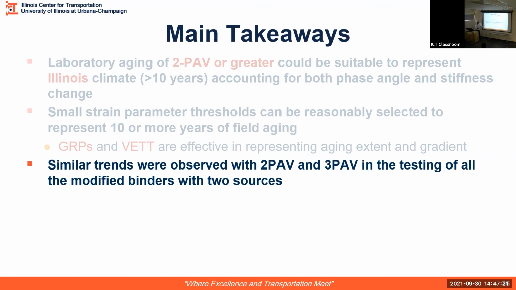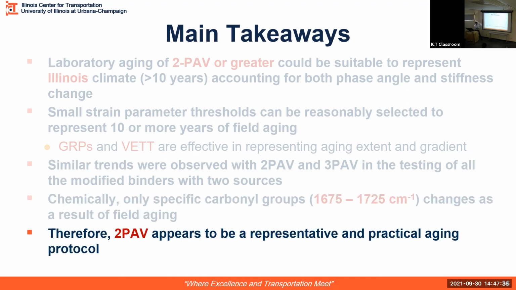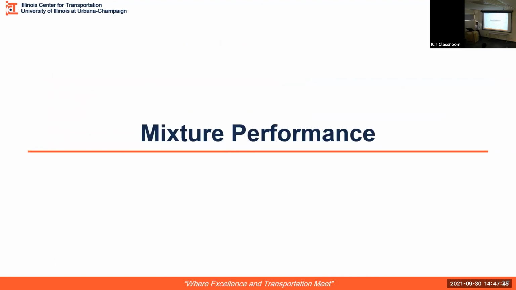We also saw from a rheological perspective that starting at 2 PAV and more, we probably see more difference. And chemically, we saw that only specific functional groups affect aging. Not all carbonyls are the same. And therefore 2 PAV was used as a practical way. So now we have an aging protocol, 2 PAV, which we were using to differentiate these binders.